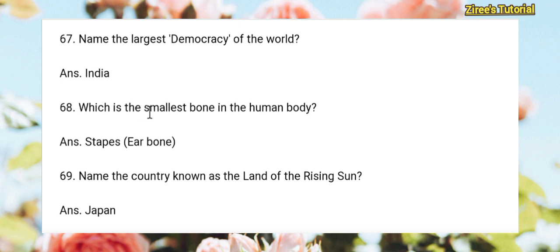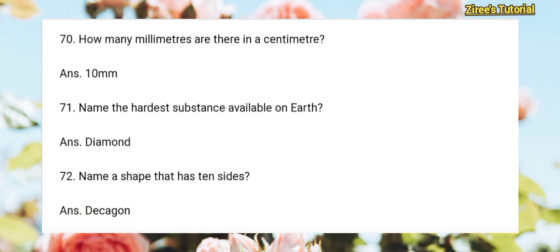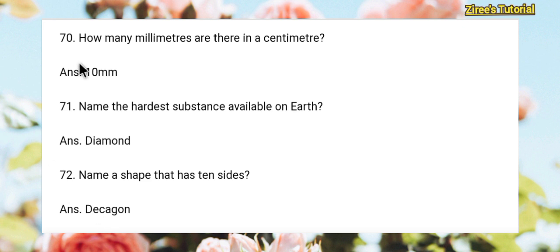Which is the smallest bone in the human body? Answer stapes. Stapes is located in our ear. Name the country known as the land of rising sun. Answer is Japan. Next question. How many millimeters are there in a centimeter? In 1 centimeter, there are 10 millimeter.